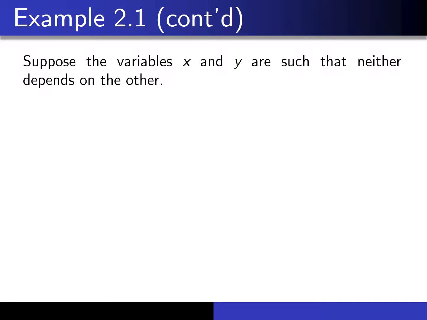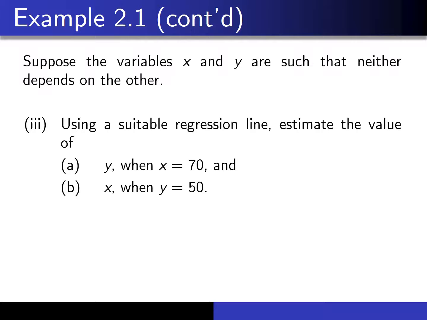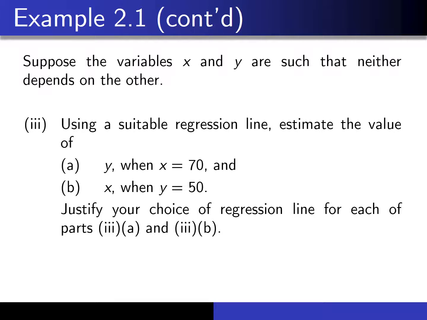Suppose the variables x and y are such that neither variable depends on the other variable. Part 3. Using a suitable regression line, estimate the value of a) y when x equals 70 and b) x when y equals 50. Justify your choice of regression line for each of parts 3a and 3b.